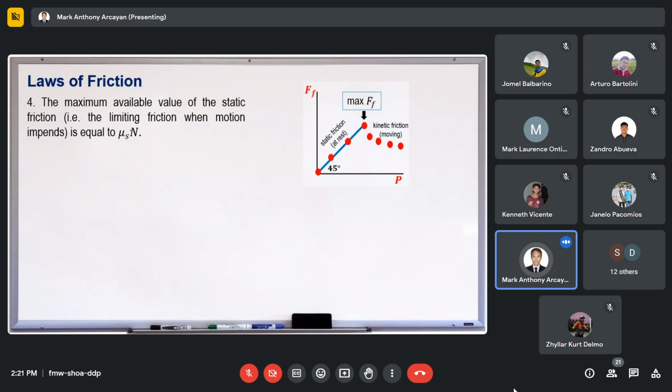equal to mu Sn, right? That is the formula for static friction. That is the maximum that you can attain. So you can see that in the graph, the one on top. So, follow this formula.